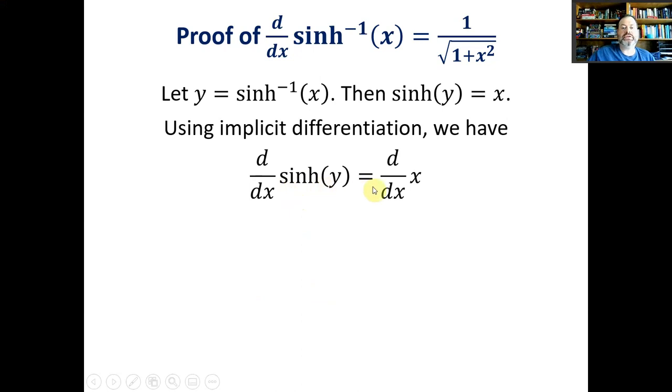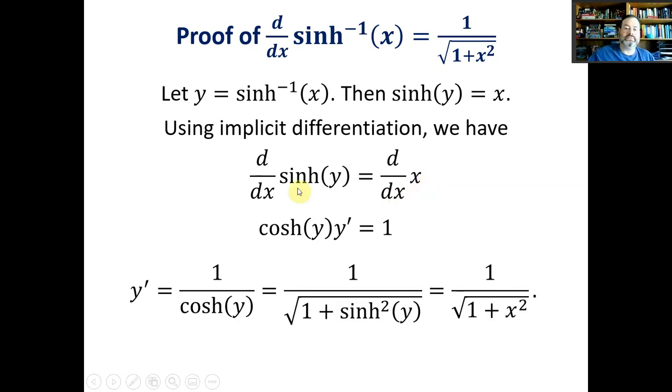So when you take the derivative of both sides, we know the derivative of this is cosh y, but it's cosh y times y prime. Over here, derivative of x is just 1. And then solve for y prime, which is 1 over cosh y. On the previous slide, we showed cosh y is the square root of 1 plus sinh y squared. And sinh y is x, so sinh y squared is x squared. And we're done. So real easy proof. Make sure you can do the proofs of all of these, because they could be on a test.